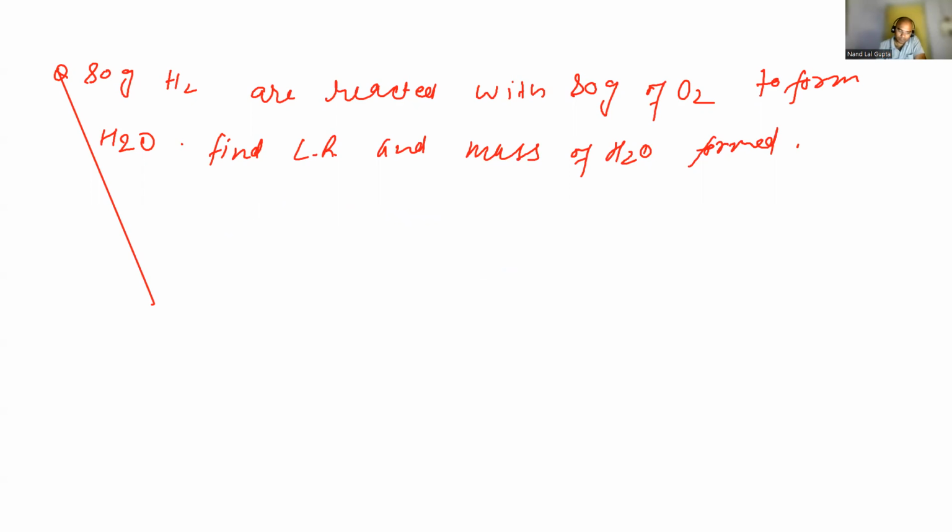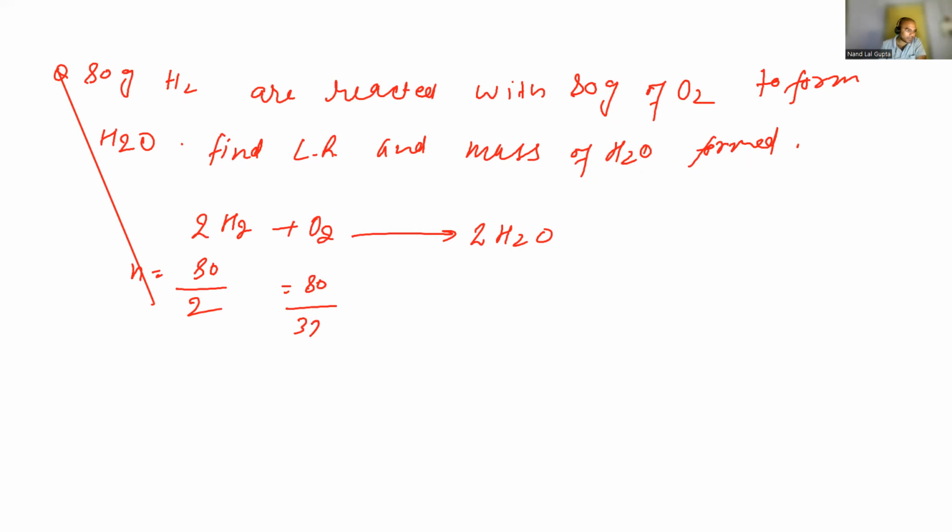Let me see, not 2.5. It cannot be 2.5. Okay, let me tell you. We have H2 plus O2, it is going to give H2O. Since oxygen is 2, multiply by 2, and here it will be 2H2O. Moles is given mass over molar mass, so 80 by 2, and here 80 by 32. If you divide, how many moles are you going to get? Here it is going to be 40 mole.